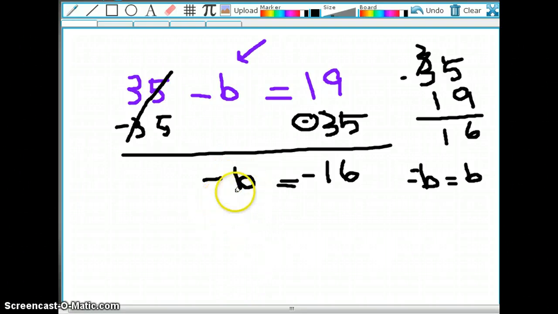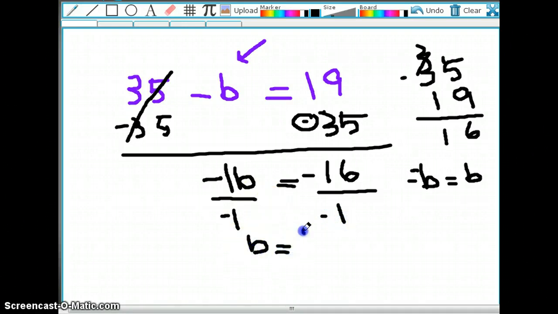So you do not want to have a negative variable. In order to make it positive, you divide both sides by negative 1. Okay, that's understood to be 1b. When there's no coefficient there, 1 is there. So negative 1 on both sides. So the final answer is b equals a positive 16.